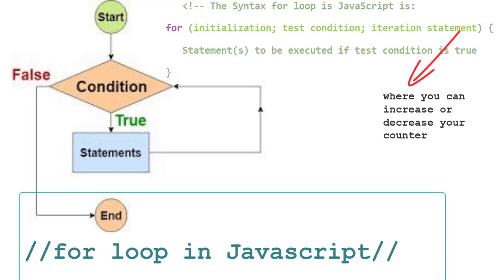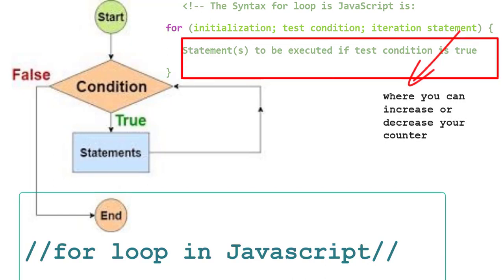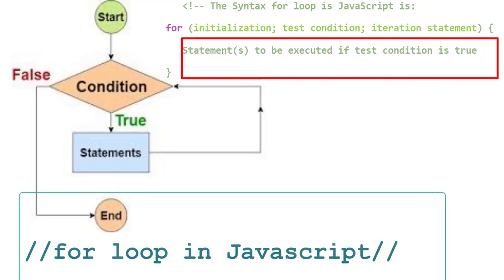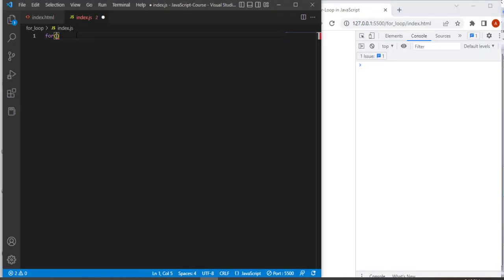You can put all three parts in a single line separated by semicolons, just like this, and then curly braces. Inside these curly braces, we are going to put the block of code that we need to be executed when the test condition is true. So to understand it better, let me show you this with an example.